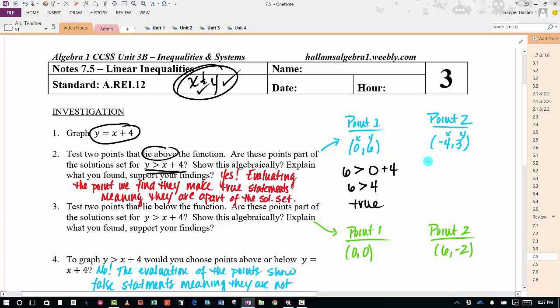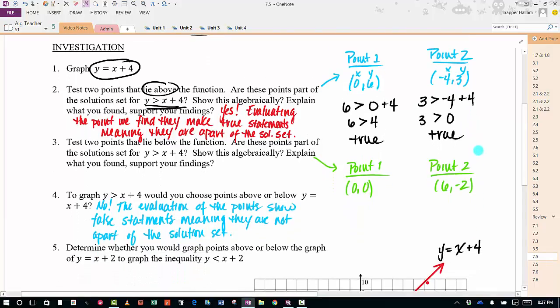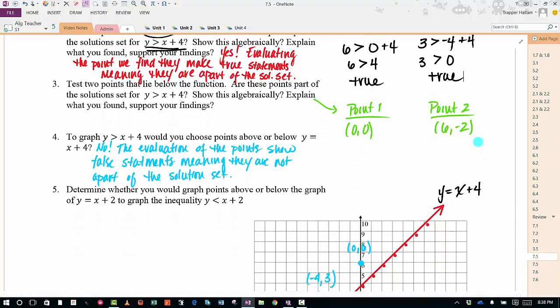So let's plug in the other point this time, with 3 for the y value. So y is 3, greater than negative 4 plus 4. So is 3 greater than negative 4 plus 4, which is 0? That's also true. So we find that the points above the line are telling us that the inequality is true. It's making a true statement. But what does that really mean? Well, let's graph these other 2 points with the same inequality and see what it says.